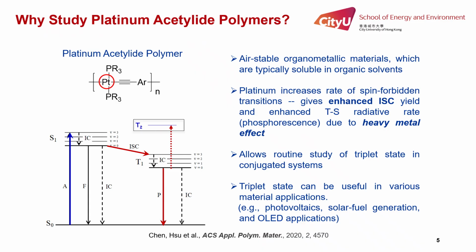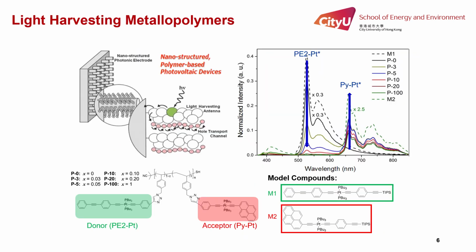Why we want to study this platinum acetylide polymer is because the heavy metal atom platinum can enhance intersystem crossing due to spin-orbit coupling to generate triplet excitons. This photophysical property allows the routine study of triplet states for diverse energy applications such as photovoltaics, solar-to-fuel generation, and optoelectronic devices. We are interested in developing light-harvesting metal polymers.